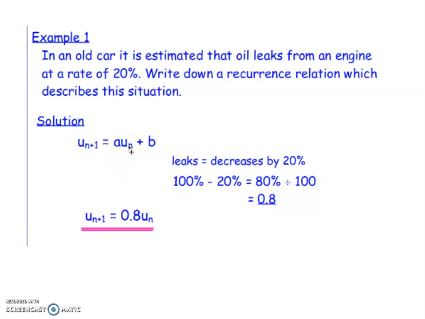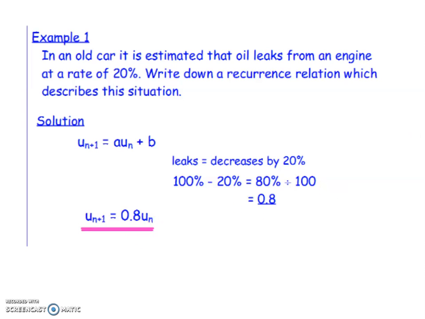We'll then read the question again and see, is there any mention of anything additional being added to the engine? Is there any more oil being put in? There isn't any at all. So that means there's not going to be a plus b. So your final answer is purely going to be u_{n+1} = 0.8u_n. So your next term is equal to 0.8 multiplied by your current value.